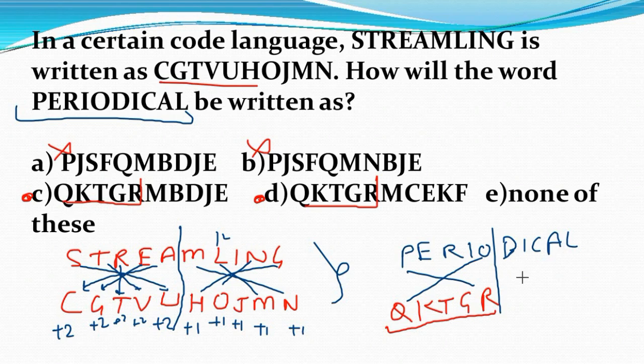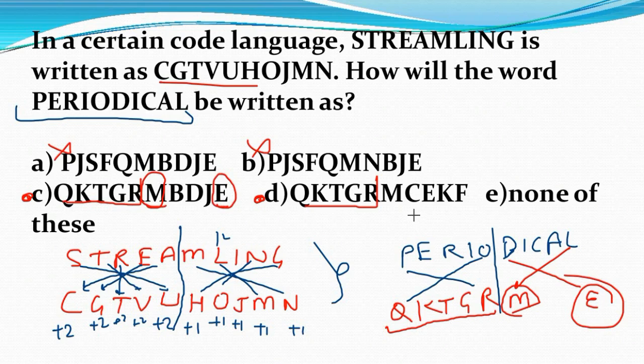The last 5 letters are addition of plus 1. D plus 1 is E, and L is 12, and plus 1 is 13, and 13 is M. So the sixth letter is M and the last letter is E. But in option D the last letter is F, so we can remove this option also. But we have to check the other 3 letters also, because in the question you have none of these. So you can't skip the 3 letters.